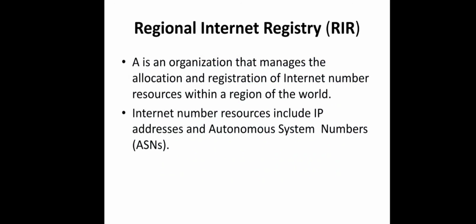And what do we mean by number resources? Internet number resources include IP addresses and autonomous system numbers. So IP addresses for different machines, and also the autonomous system number for the entire autonomous system managed by an ISP. Both are assigned by the regional internet registry.